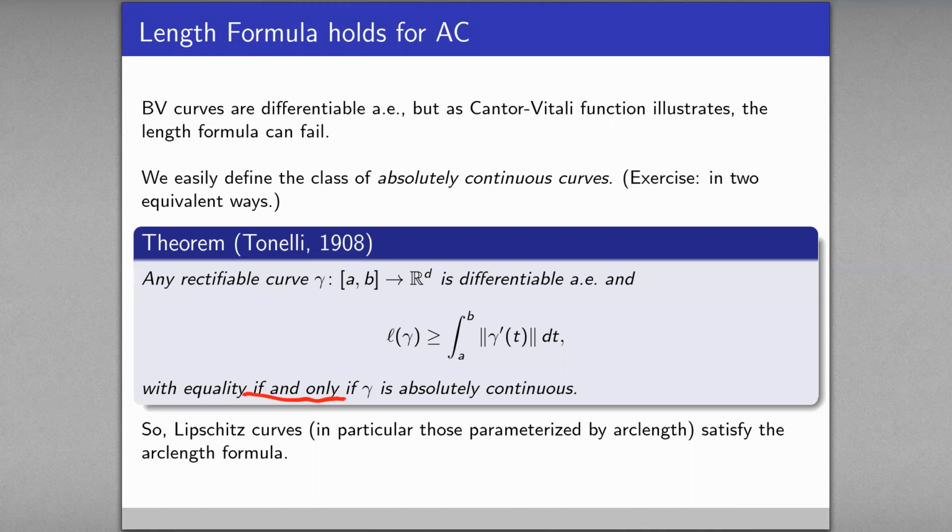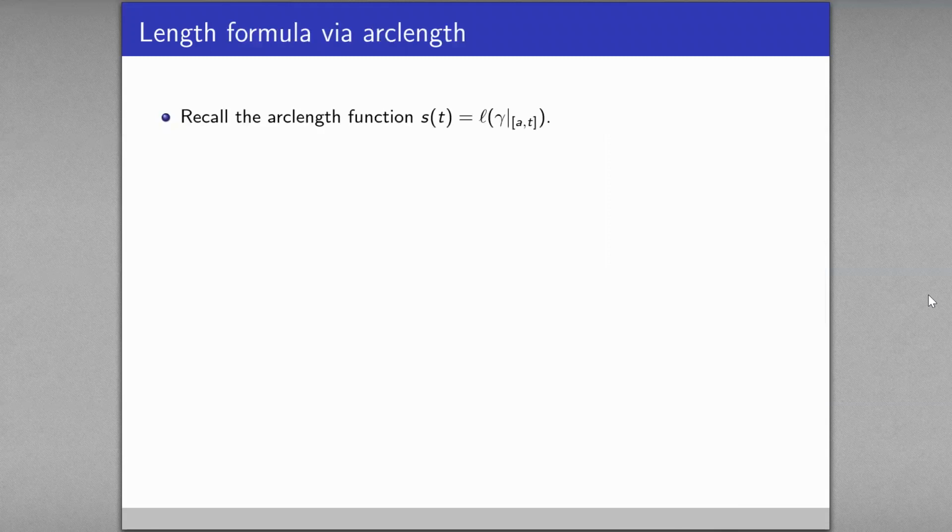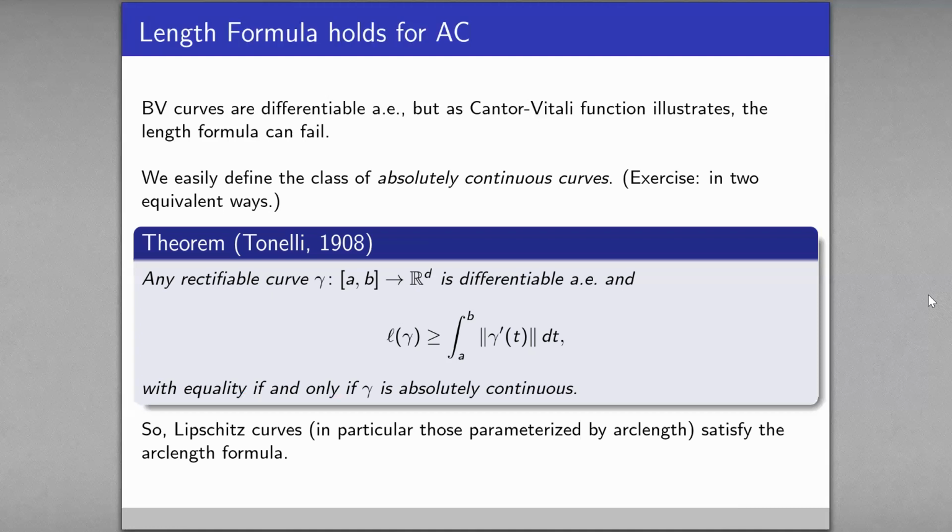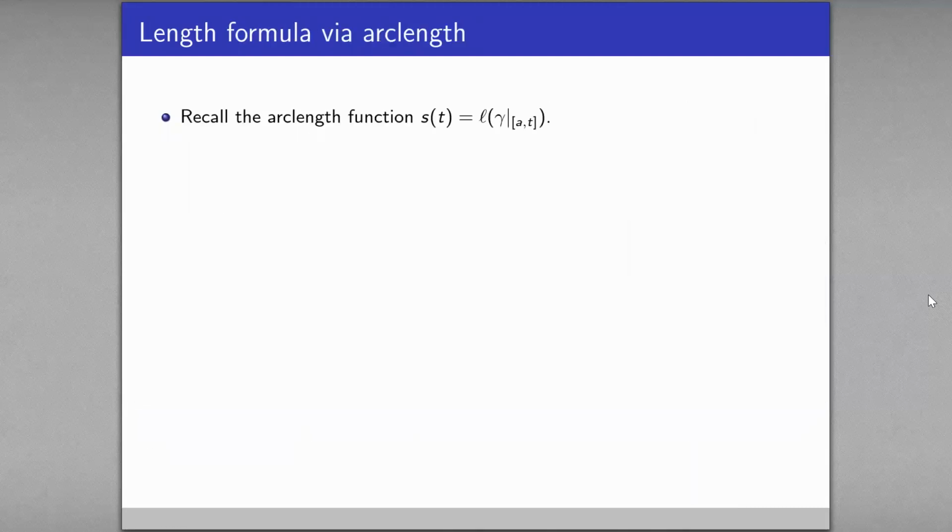Curves that are parameterized by arc length are Lipschitz. We had seen that, they are in fact one-Lipschitz. So the length formula holds for these. Also, we can restate the previous theorem using the arc length function. Recall that the arc length function was a real valued function, not a curve, defined this way.